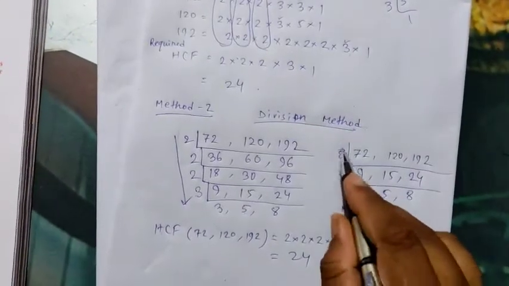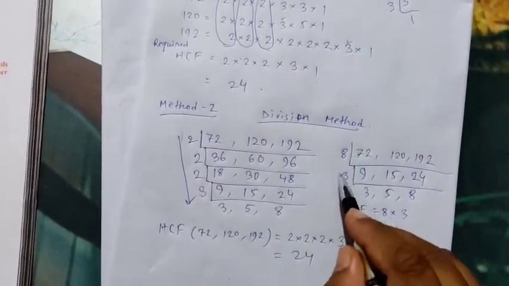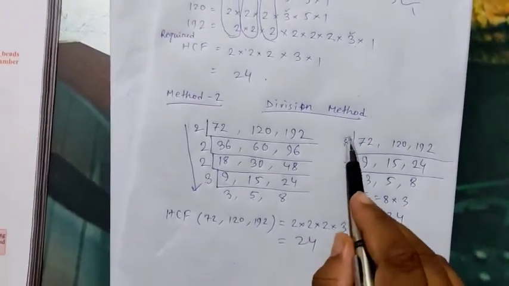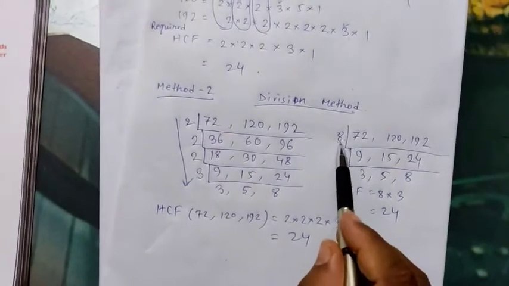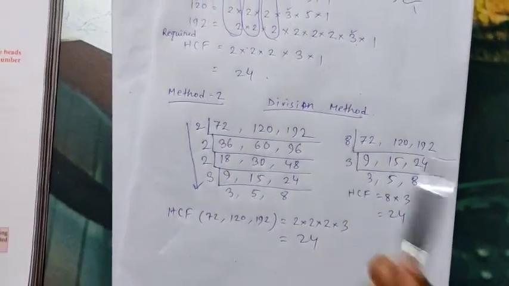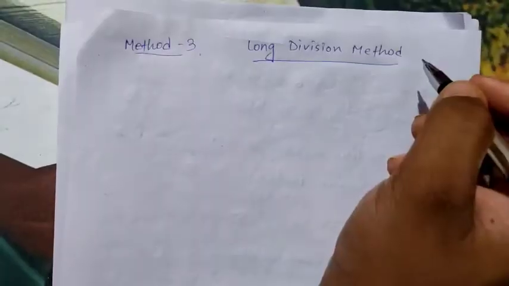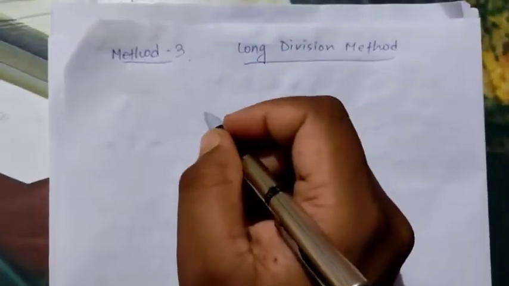Here it is allowed because we are not doing the prime factorization, we are using the normal division method. So here it is allowed, but in prime factorization you cannot give this 8 because it is not a prime number. This is the division method. Now the third method is the long division method, where we will be actually dividing the numbers in a different way.